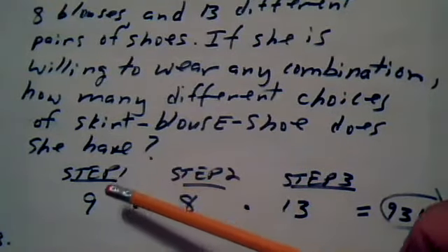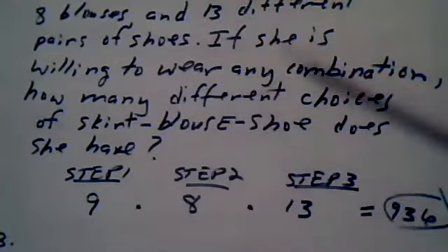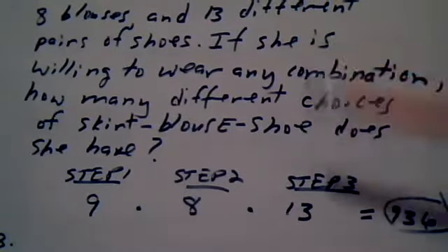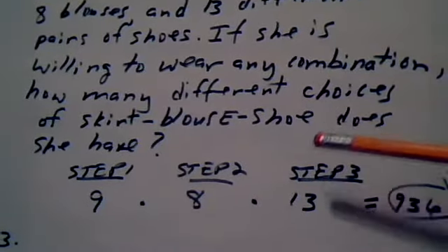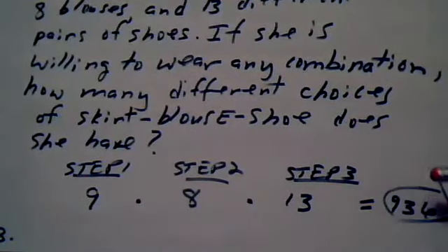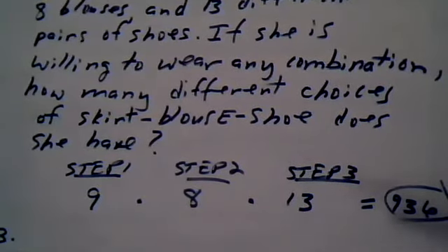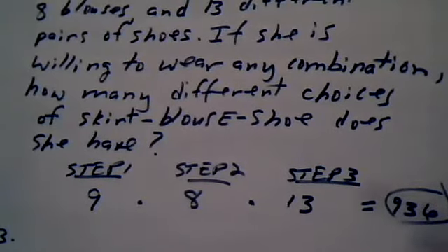Step 1, choose one of the skirts. Step 2, choose one of the blouses. Step 3, choose one of the shoes. Then 9 times 8 times 13 will be 936 different skirt, blouse, shoes she can choose or have.